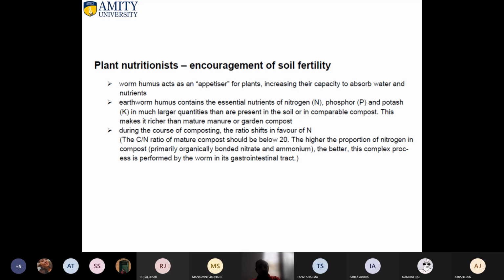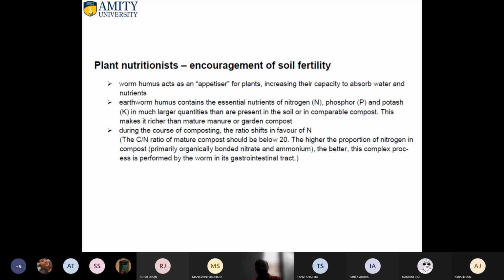The reason being, worms create those holes with proper aeration, and a rich humus is formed there. That humus, when mixed into the plants, will provide proper aeration and nutrition to the plants, and the plants will grow very well. So they act as an appetizer to the plants and they increase their capacity to hold water. Normal compost also had the same function. They add essential nutrients of NPK in much larger quantities in comparison to normal compost. So this makes it richer than the normal compost or the garden compost.